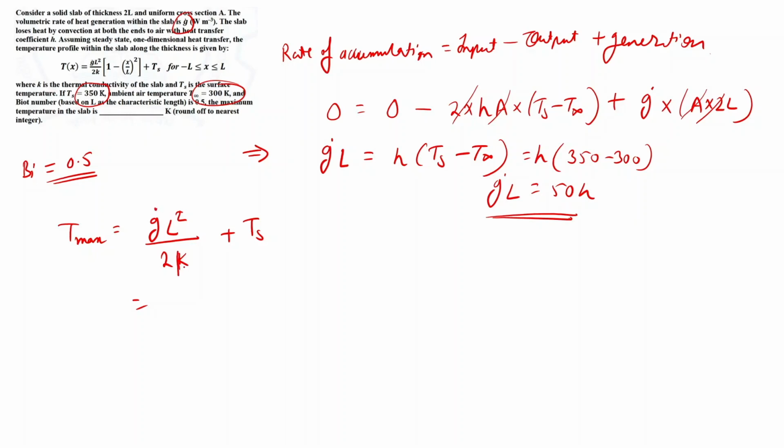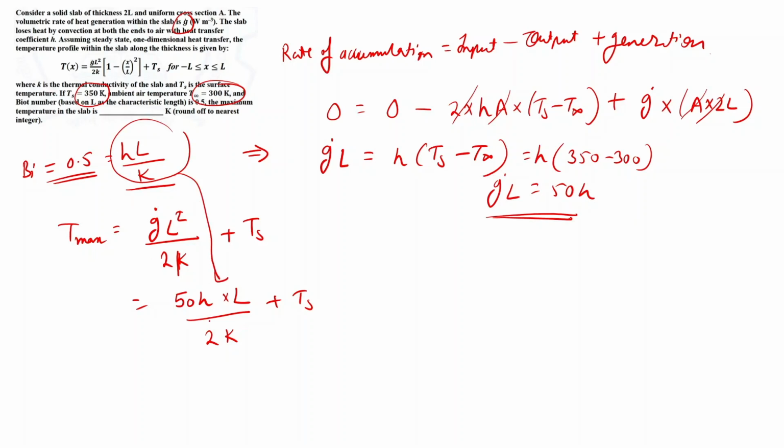Now, the Biot number we have been provided as 0.5, and we have been asked to find this characteristic length. This length is the characteristic length, so this will become hL upon K. Now I will be replacing this GL in this equation, so it will become 50h into L upon 2K plus Ts, and now we'll be using this equation here, that is hL upon K, which we have been given as 0.5.